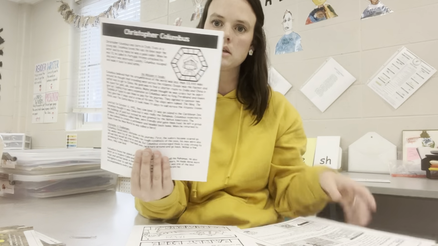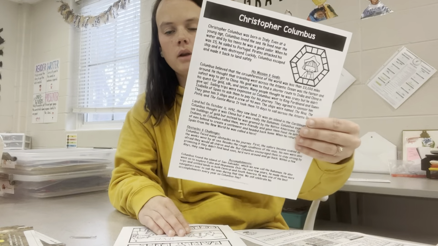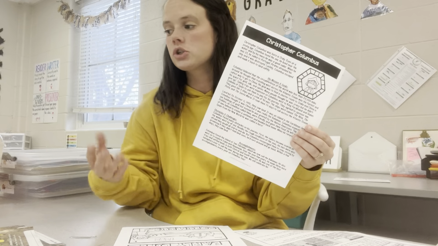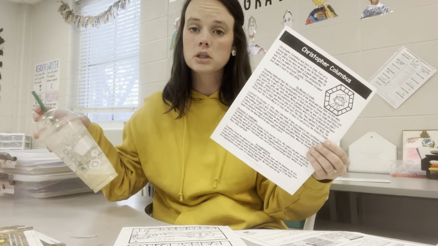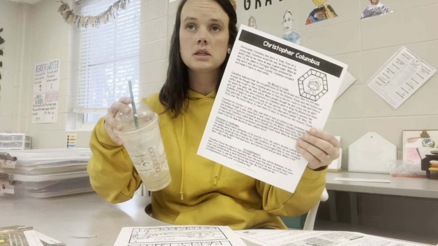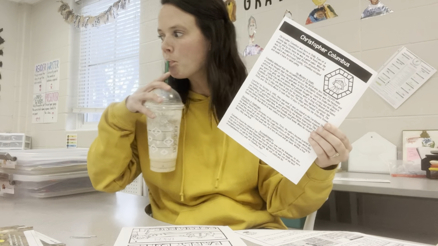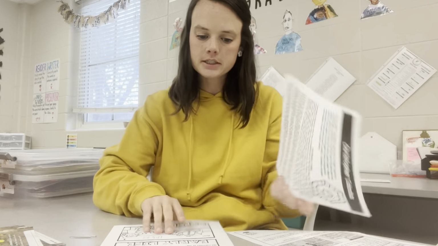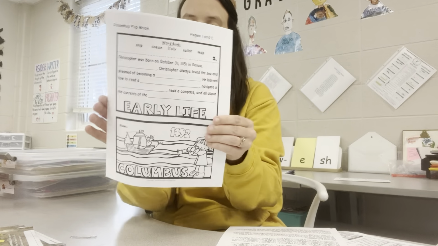You read this little passage to them, and anytime I read a passage like this that doesn't have any pictures, I just make them visualize. So I bring them to the carpet, we sit in a circle, I read this, and they close their eyes and visualize what they think. So here's the flip book part.